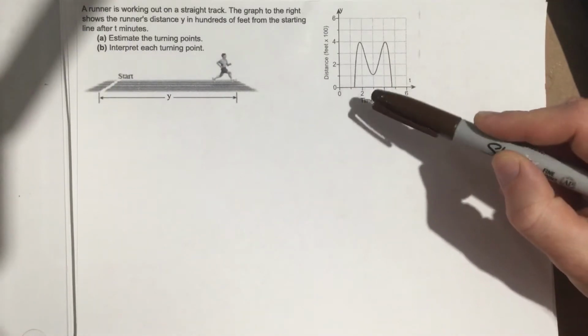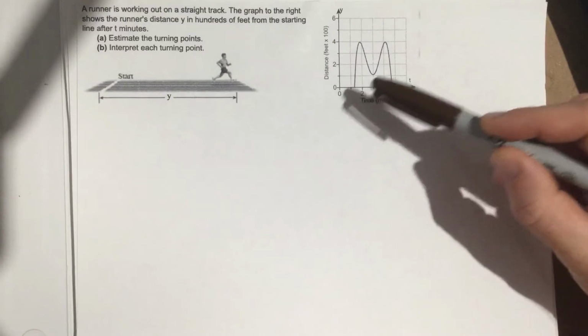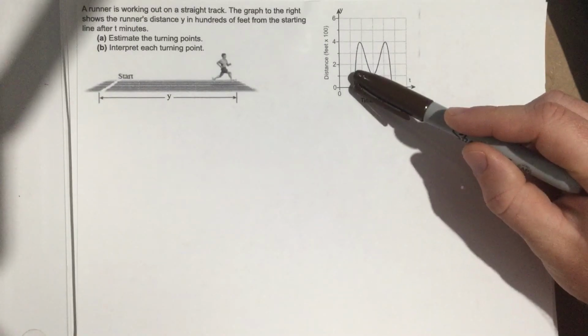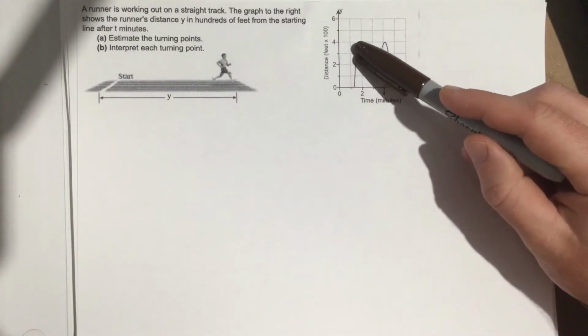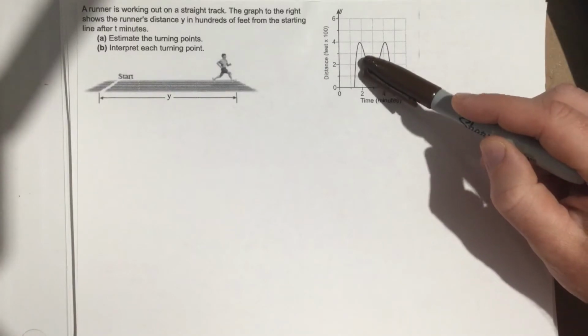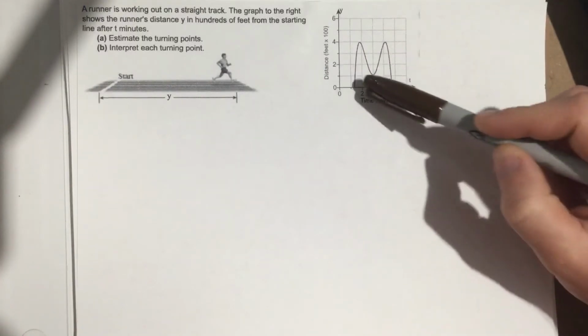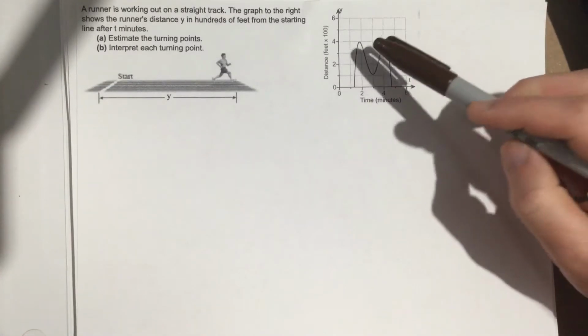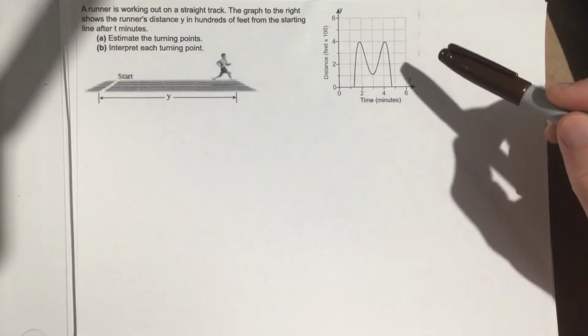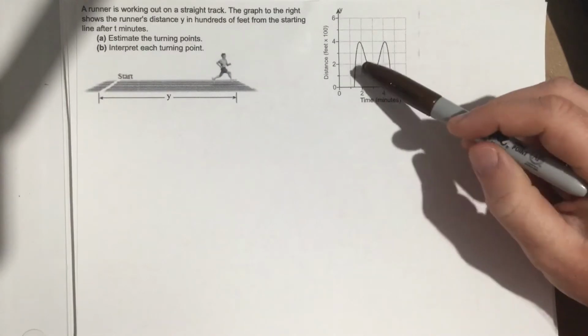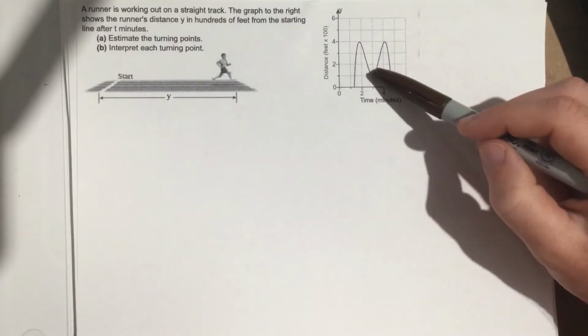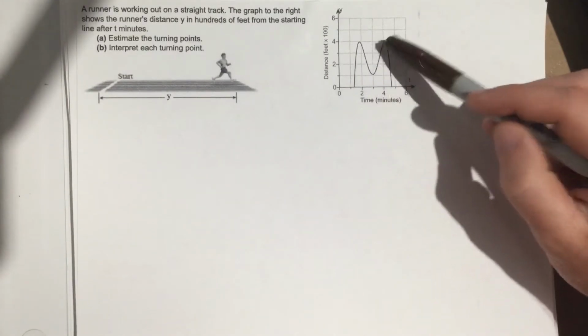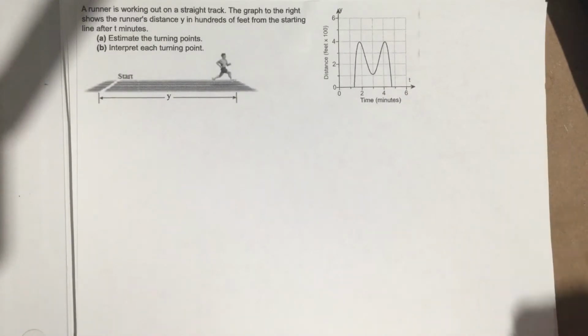So, first of all, what's a turning point? A turning point is when the graph goes from increasing to decreasing, or from decreasing to increasing. So in this graph we have 1, 2, 3 different turning points here. Now those turning points are also typically known as the local extrema, but for right now we're going to refer to them as the turning points. And there's 1, 2, 3 turning points in this graph.